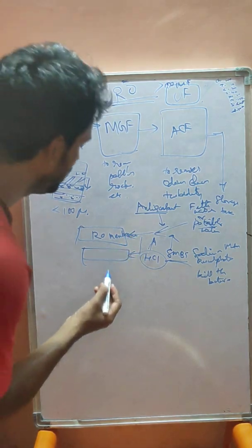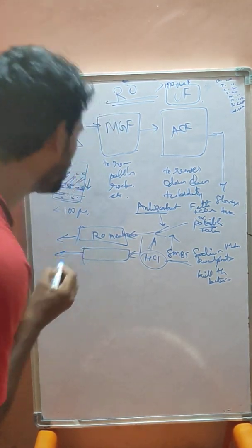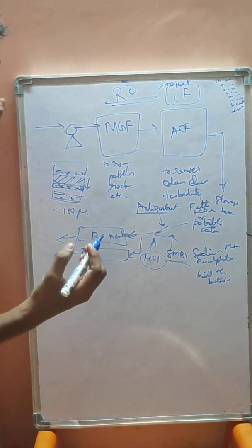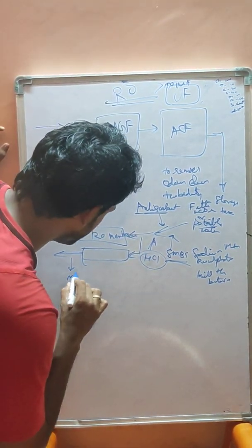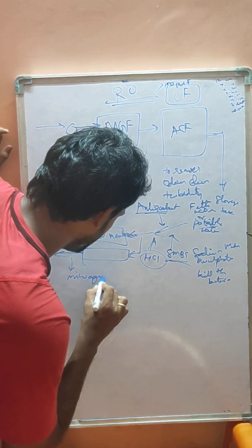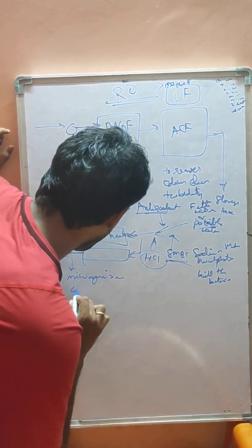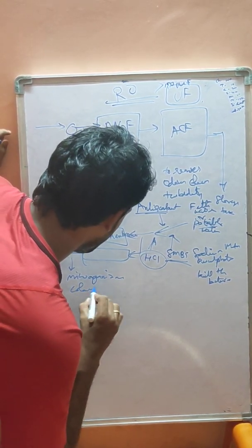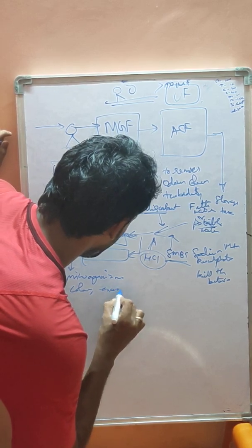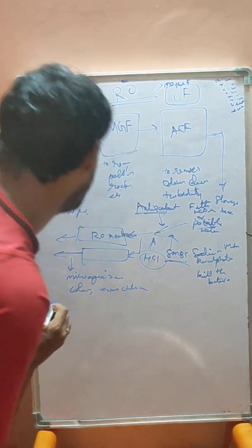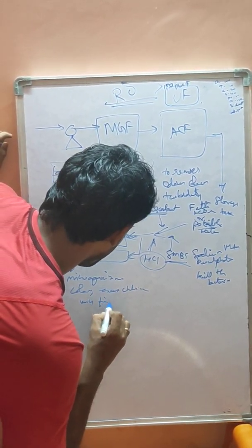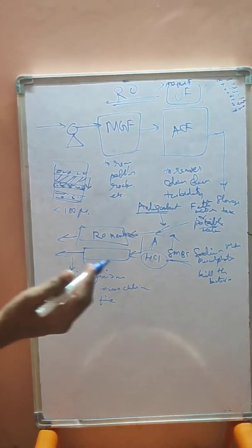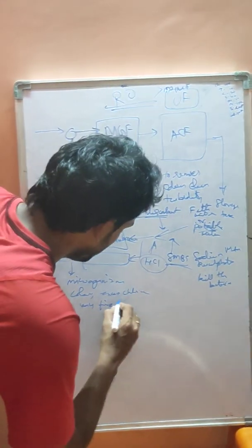So after passing through the RO membrane, it removes mainly microorganisms and color and excess chlorine and very fine particles also. All the particles are removed. If there is anything else there, that also will be removed.